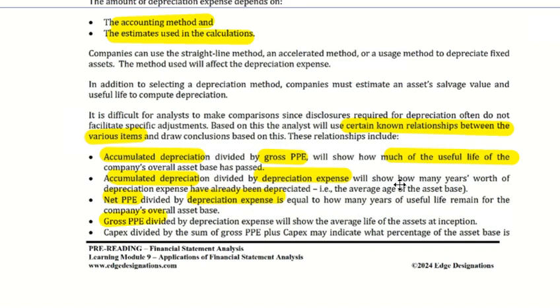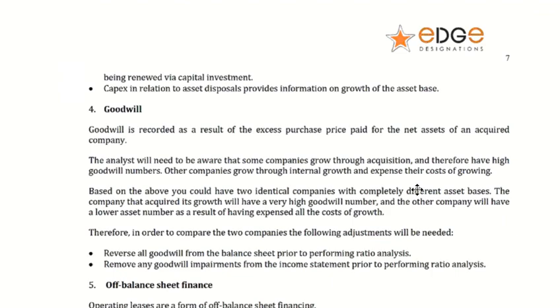Gross property, plant, and equipment over depreciation expense shows the average life of the assets at inception. CapEx divided by gross PPE plus CapEx can indicate what percentage of the asset base is being renewed via capital investment.